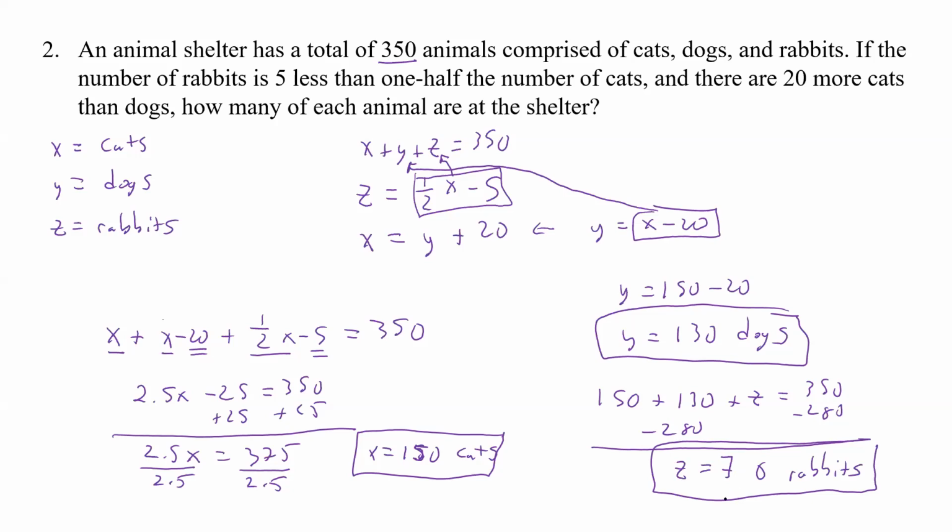Okay, so now does that add up? 70 plus 130 is 200, 350, so that works. Now is 1/2 x minus 5, 75 minus 5, equal to 70? Yes. And does x equal 130 plus 20, 150? Yes. And so those are our 3 things: 130 dogs, 70 rabbits, and 150 cats. And we've just checked it, and so those should all be the correct solutions. All right, so that's into part 5.